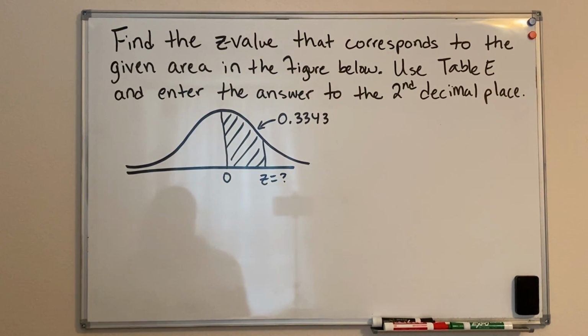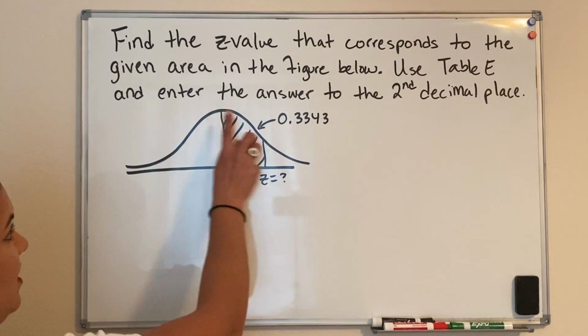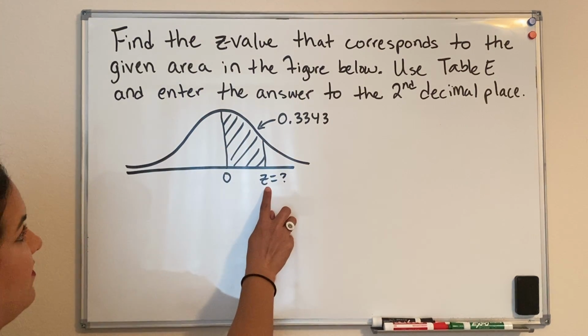In this problem, you're asked to find the z-value that corresponds to the given area in the figure below. Use table E and enter the answer to the second decimal place. You can also use your calculator to find the z-value, which is what we're going to do. So it gives you the standard normal distribution here, and then you're looking for the z-value here.